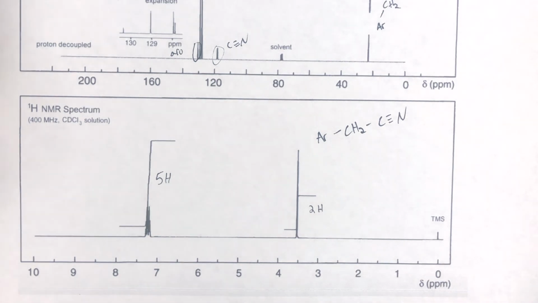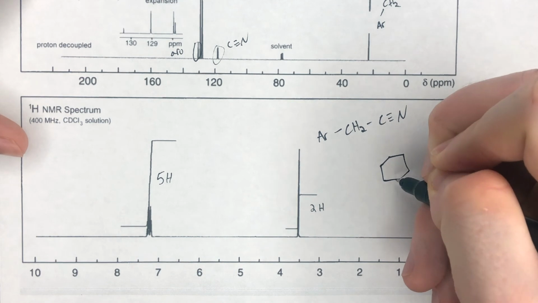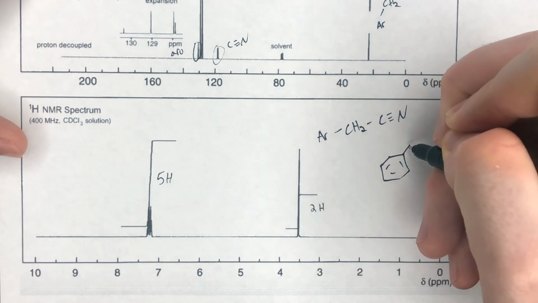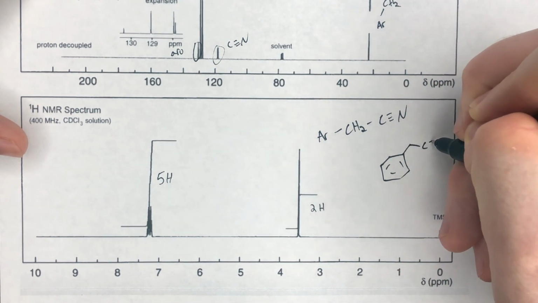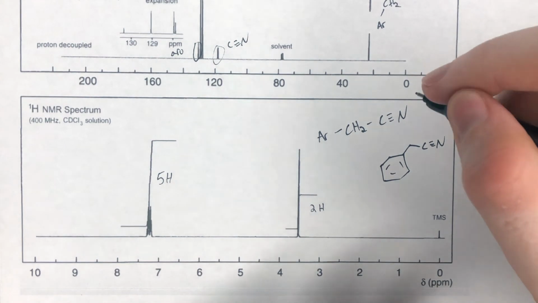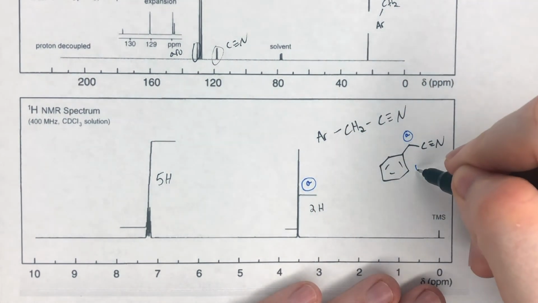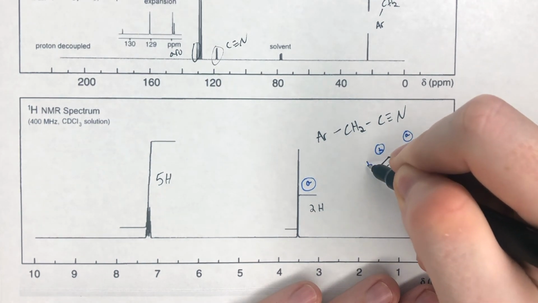So this has to be a monosubstituted benzene, once again, with the nitrile at the CH2 group there. We know this because this is the only way to get the 2 hydrogen singlet that we see here. And then of course we have all of the benzene protons.